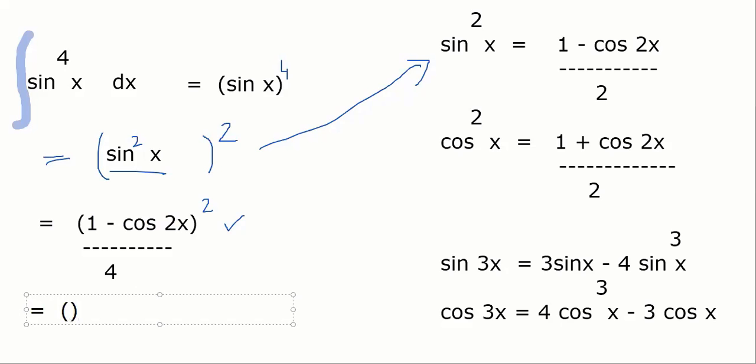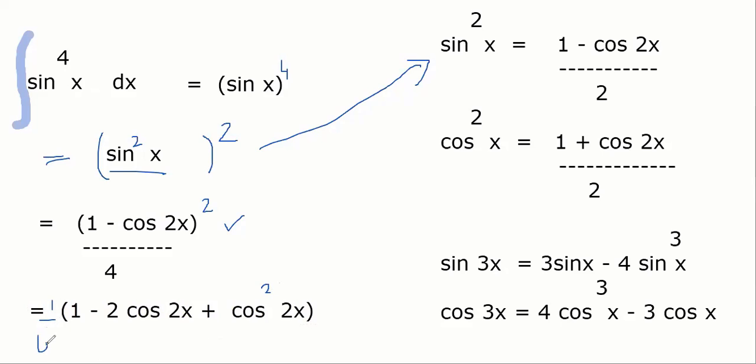(a minus b) whole square, so a square minus 2ab, so 2 into 1 into cos 2x, plus cos 2x whole square, that is cos square 2x. Correct, we expanded it. It becomes 1 minus 2 cos 2x plus cos square 2x, all by 4.